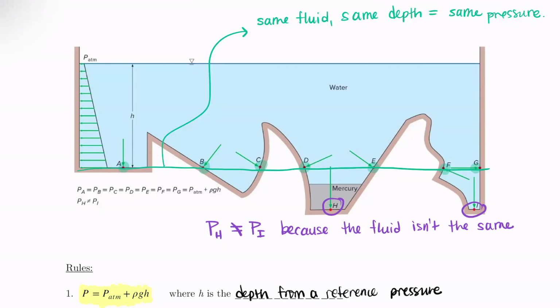Anybody have any ideas about which one will have a higher pressure? Right, yeah, so mercury is heavier than water, generally speaking. So if you have a volume of mercury on top of you, you'll feel more pressure because that's a higher weight on top of you. Okay, great.